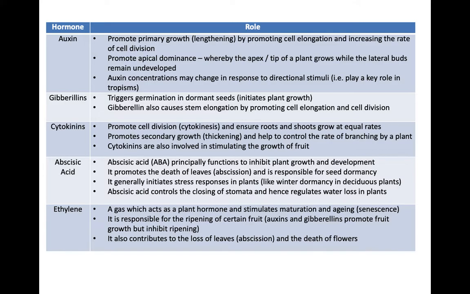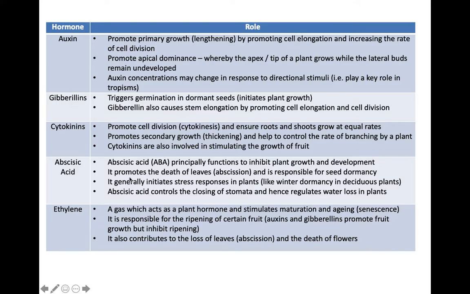It controls the closing of stomata and hence regulates water loss in plants. So you definitely need to know that abscisic acid closes the stomata. And the way that it does this is by causing water to flow out of the guard cells. When water flows out of the guard cells, they become less turgid, and then the stomata can close. And if the stomata are closed, then no more gases can move in and out, and as a result, photosynthesis is not going to be able to occur, and this is what causes the death of leaves in the fall.